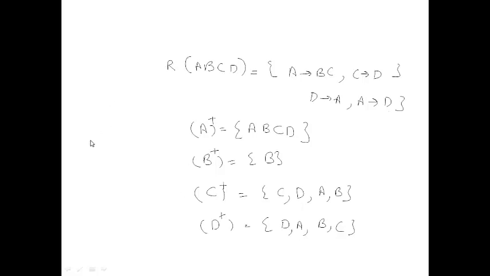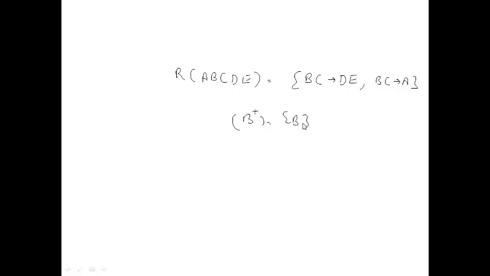I can also determine the attribute closure of BC as well. Attribute closure of BC will be, first B will be added, C will be added. From C I can determine D, from D I can determine A. So the BC attribute closure will be B, C, D, A.